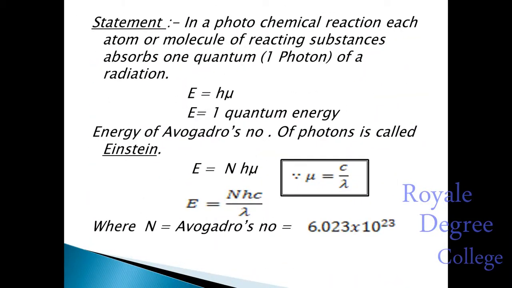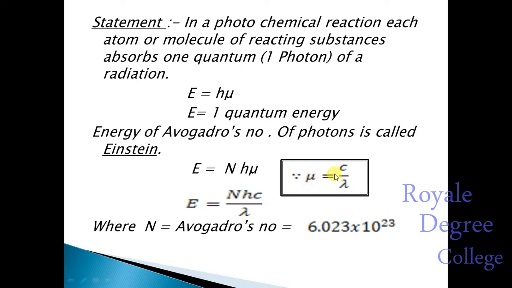Here we'll see the statement. In a photochemical reaction, each atom or molecule of reacting substances absorbs one quantum, that is one photon, of the radiation. That is, we can write the equation like this: E = hν. Its value will be one quantum energy. Energy of Avogadro's number of photons is called Einstein. So E = Nhν.